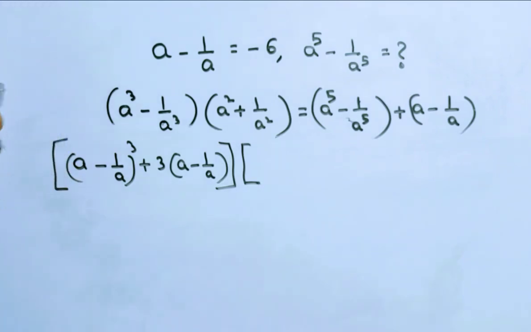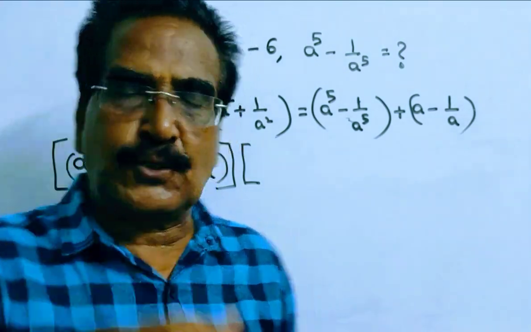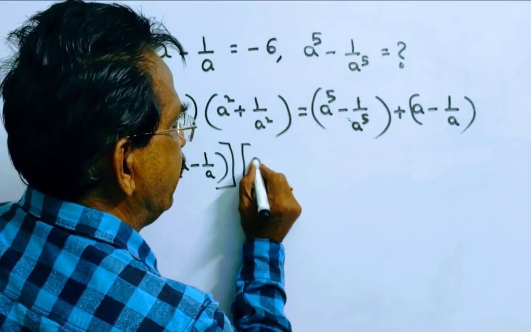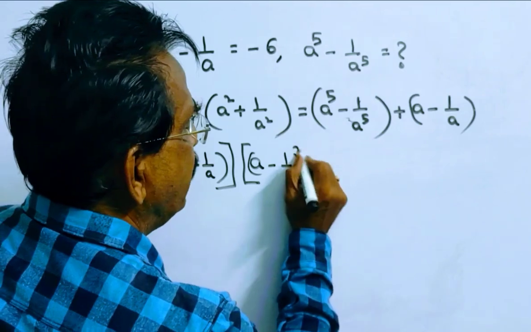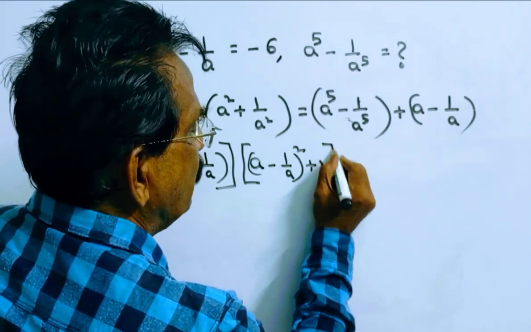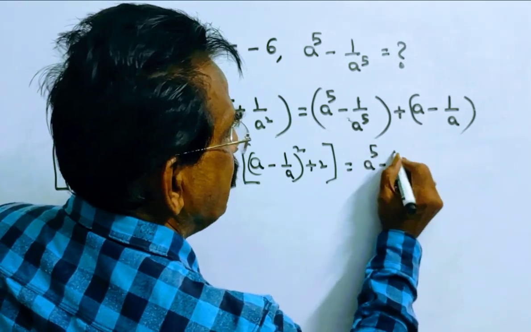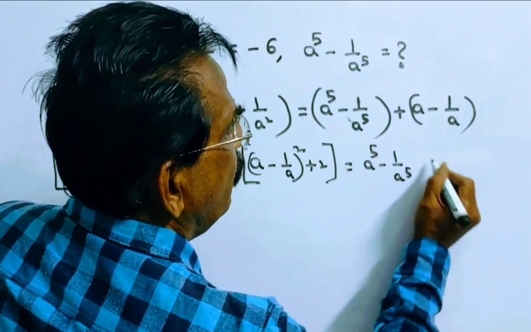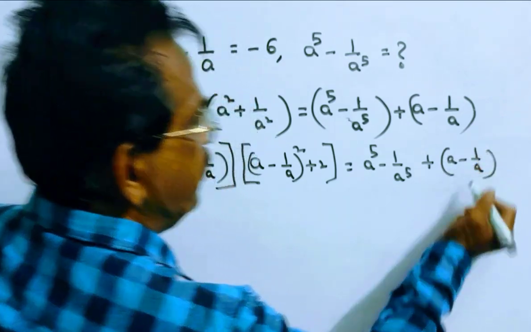And coming to a square plus 1 by a square, that is (a minus 1 by a) whole square plus 2. This is equal to a power 5 minus 1 by a power 5 plus a minus 1 by a.